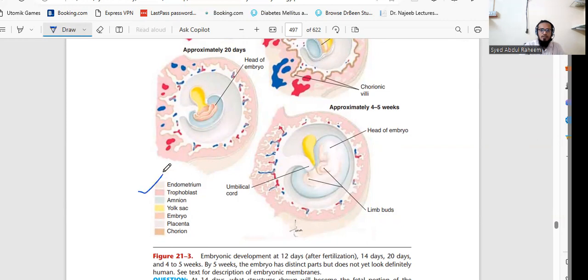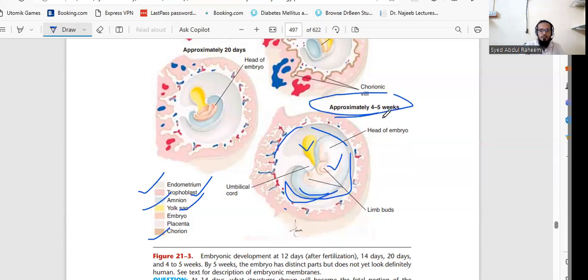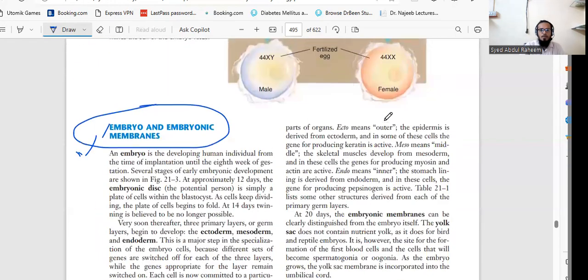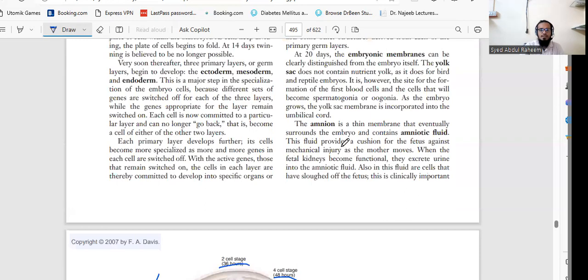Here everything is given a name: endometrium, trophoblast, amnion, yolk sac. This is the embryo, this is the placenta, and this is the chorion. This is approximately 4 to 5 weeks. This is the structure, and gradually everything is given here.